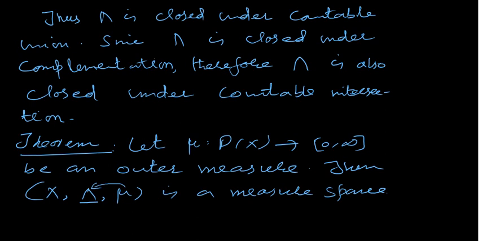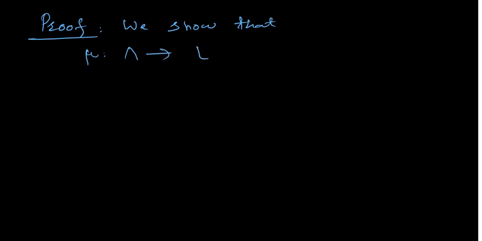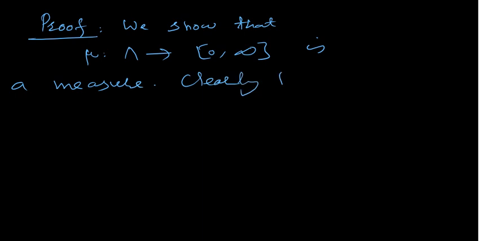It's very simple. Proof. We show that mu from lambda to 0 to infinity is a measure. So clearly, by definition of mu, by definition of outer measure, mu of the empty set is 0.